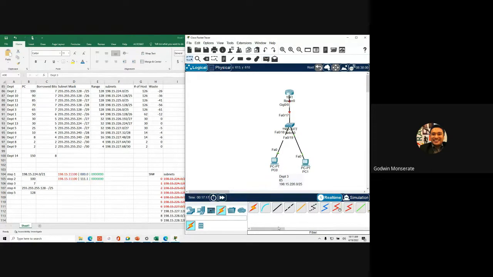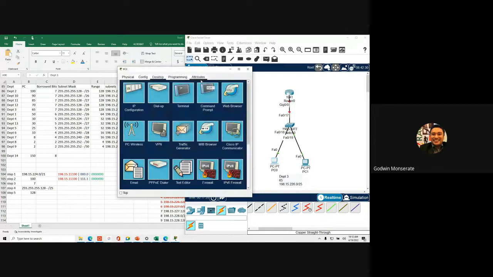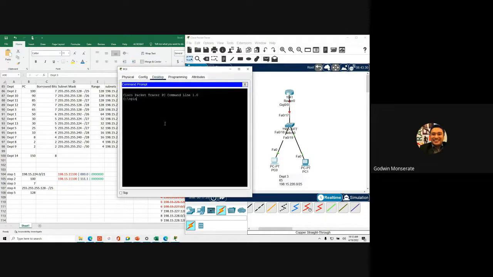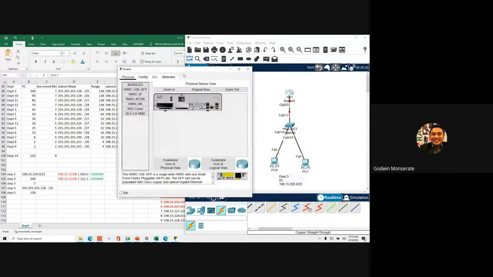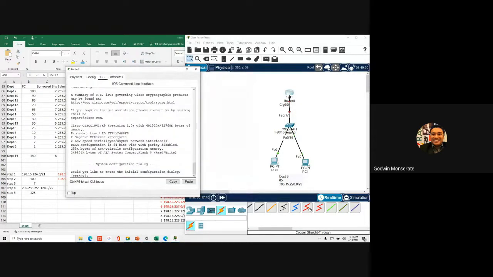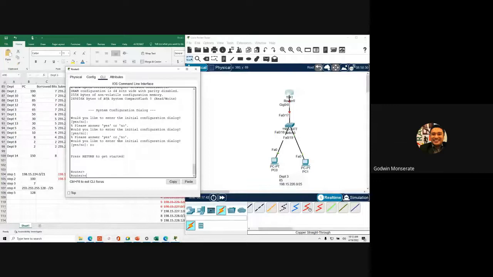Yes. You know already that this is pinging. So, ping 198.15.226.11. There, it's pinging, reply from. Okay? But it cannot ping its gateway. Kaya wala pa tayo gateway. So, let's configure the gateway. Okay? Enable, config t.